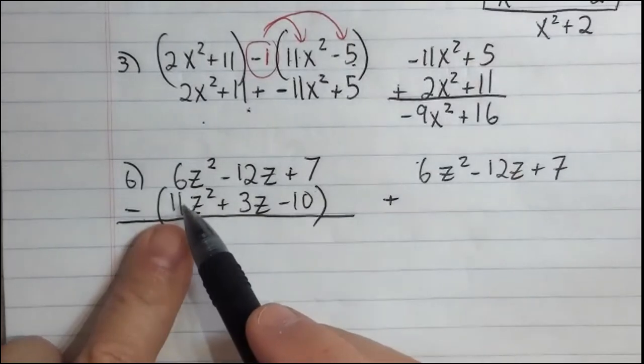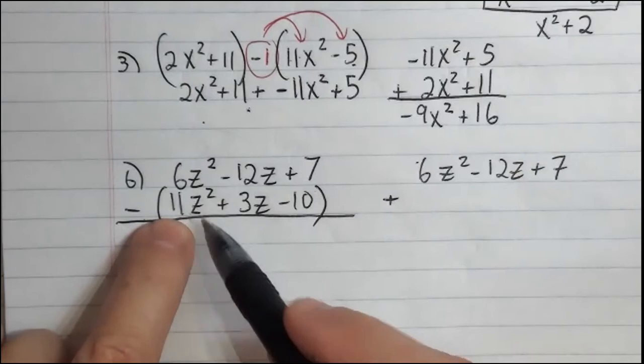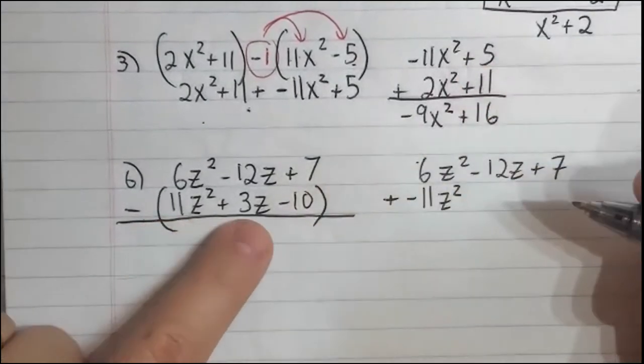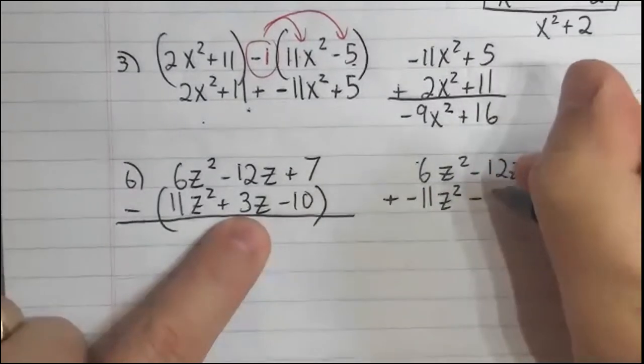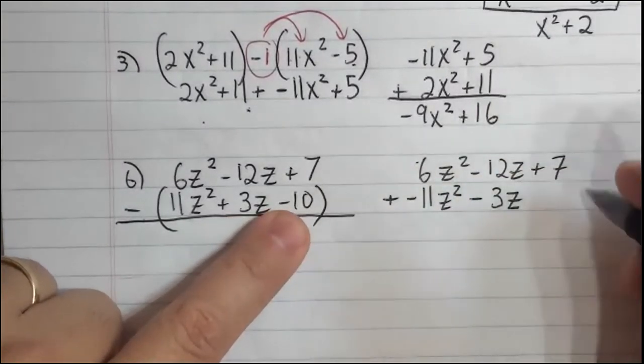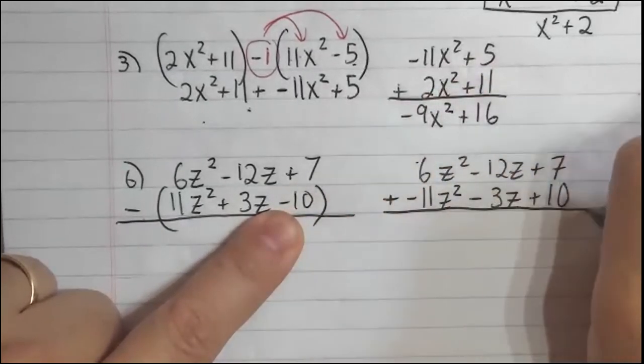Following this, I have to do the opposite, opposite, opposite, okay? So positive 11z squared will turn into negative 11z squared. Positive 3z will turn into negative 3z. And then the negative 10 will turn into a positive 10. And now I'm just adding.